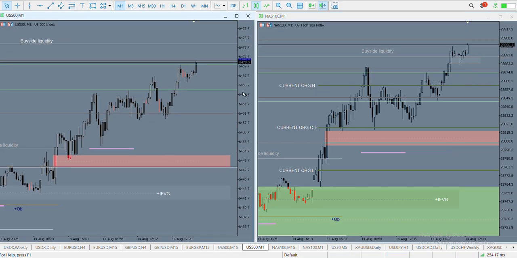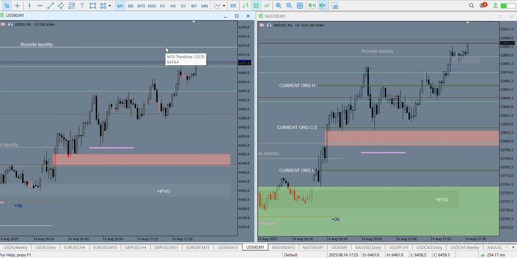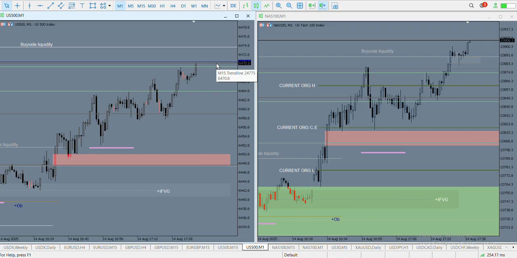US 500 still has buy side resting above 6,474.4. We're trading almost at the daily high. So we're trading at a premium. Very interesting. So the time is 5:40. In 10 minutes, we'll get into the second macro of this silver bullet time period.